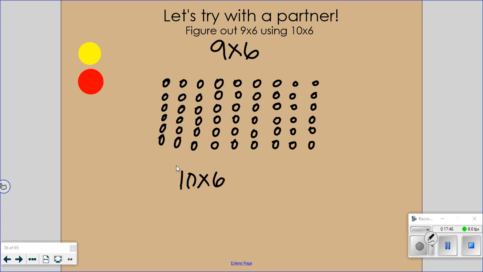Get your pencil. I want you to write down in math language what you just did. You don't need to draw the array. We started with 10 groups of 6. Write that down. All right, we're writing that down. What did we do next?